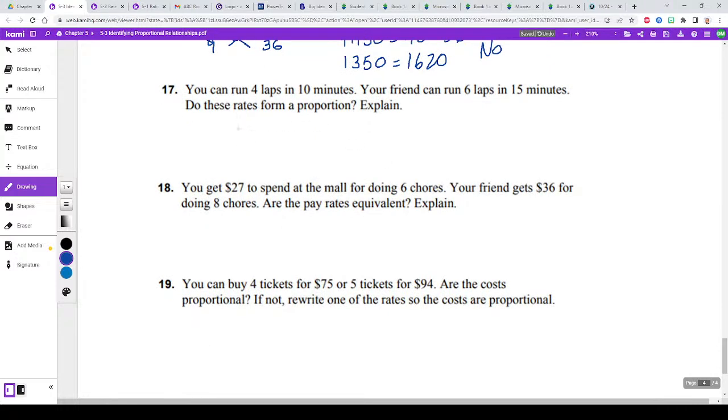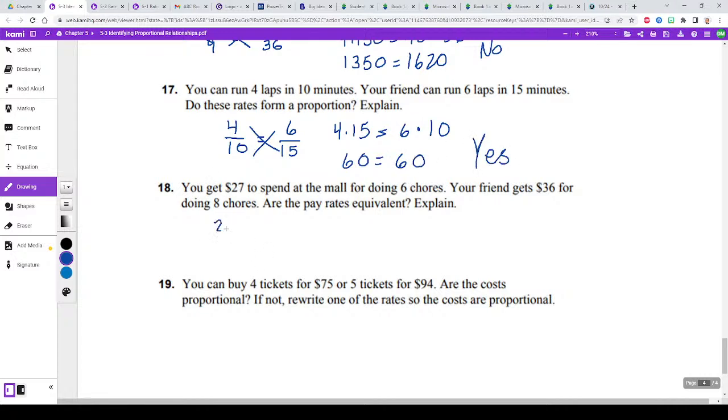You can run 4 laps in 10 minutes, 4 to 10. Your friend can run 6 laps in 15 minutes. Do these rates form a proportion? We cross multiply. 4 times 15 and 6 times 10. 4 times 15 is 60, and 6 times 10 is 60. So this is yes.